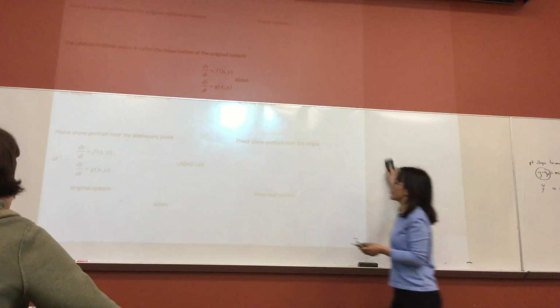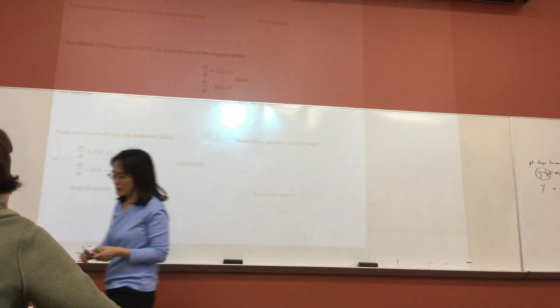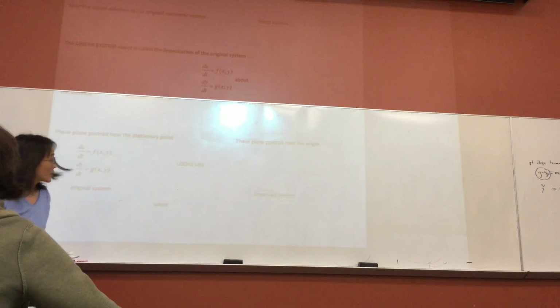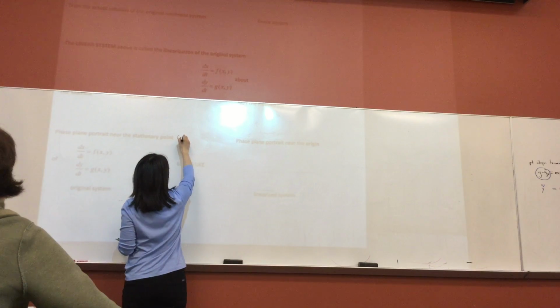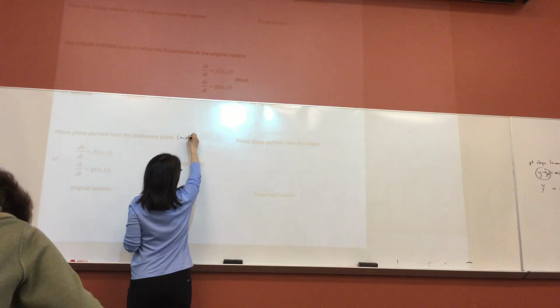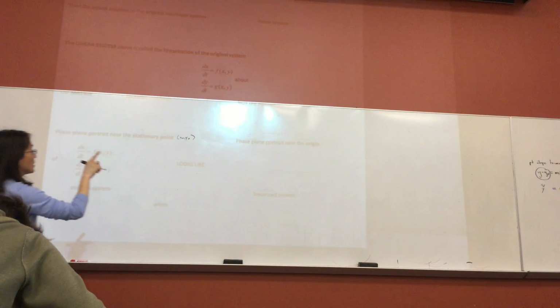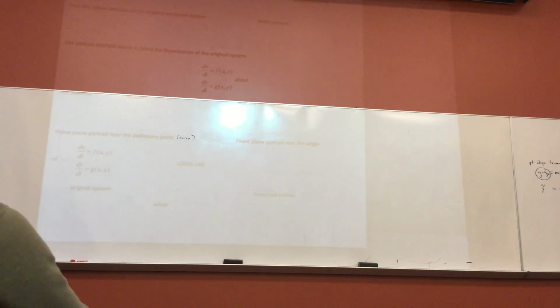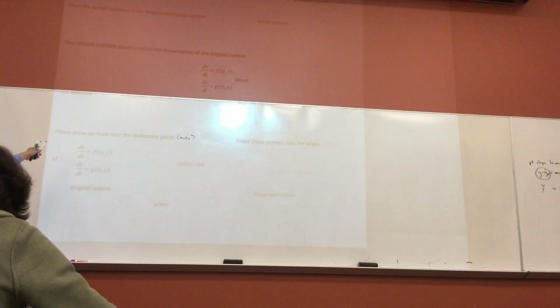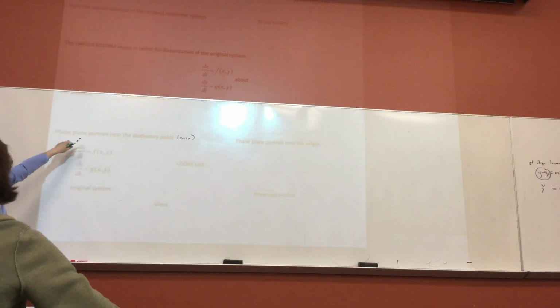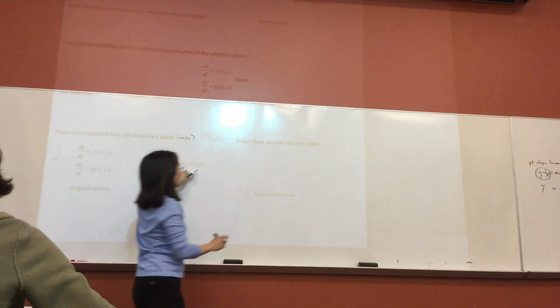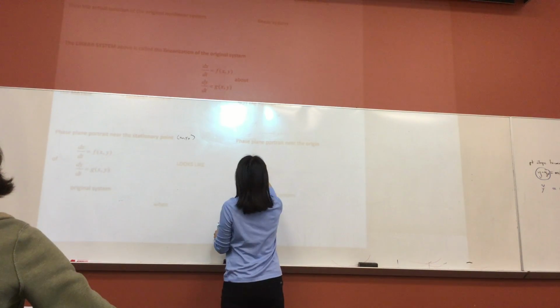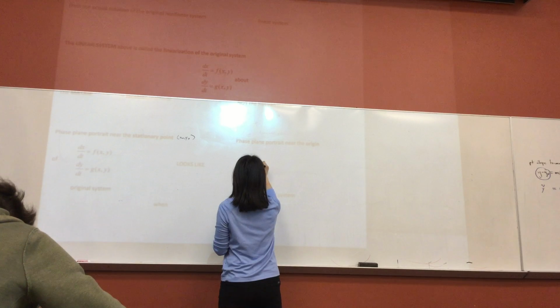So what we have is a phase plane portrait near the stationary point, x naught, y naught, right? And we have the phase plane portrait near the origin, right? That's going to be our new origin. And so this is the phase plane portrait of the original near this. It's going to look like the phase plane portrait of this tilde system.